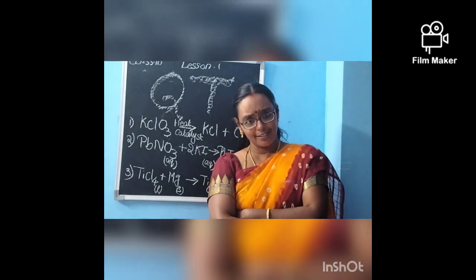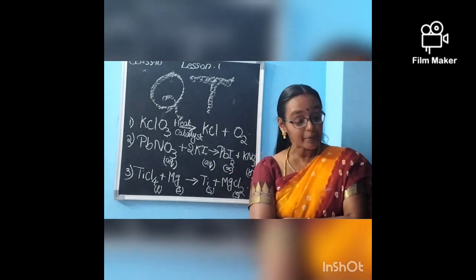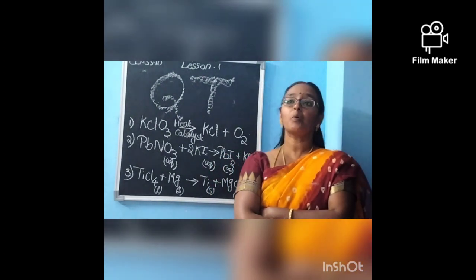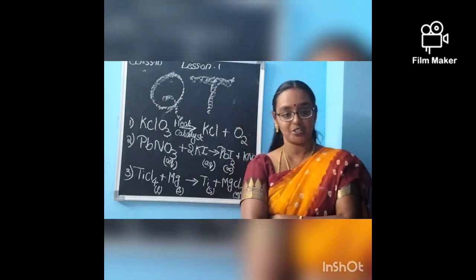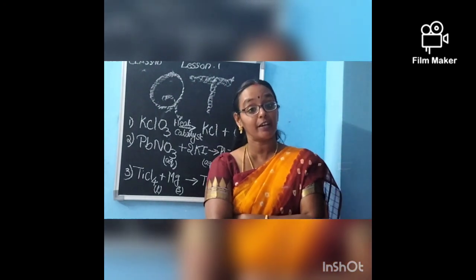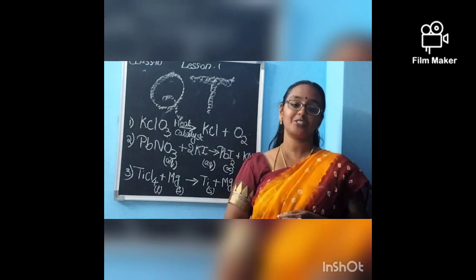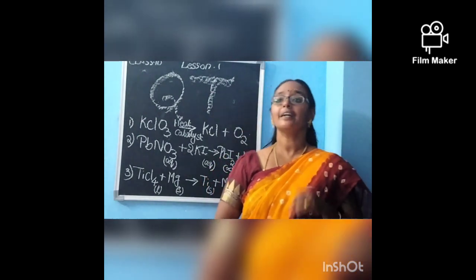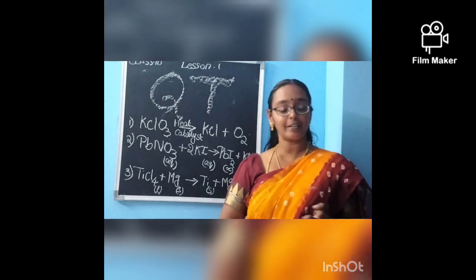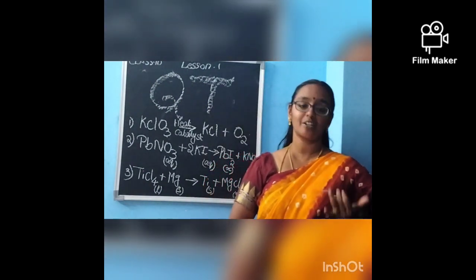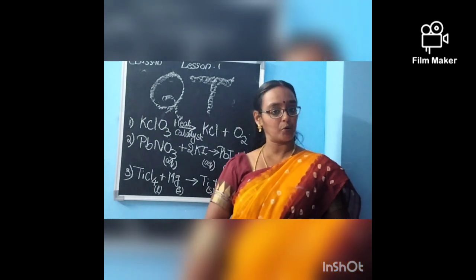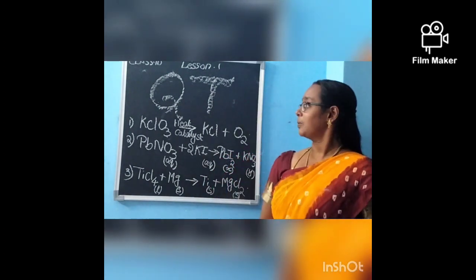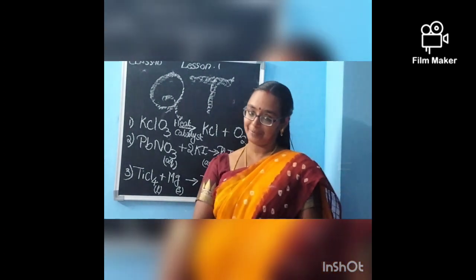What all things have we learned in this chapter? We have seen what a chemical reaction is, and what changes happen when a chemical reaction occurs. Then we went to the chemical equation, balancing the chemical equation, and what we learn when we read a chemical equation. Then we went to the types of chemical reactions. What are they? Combination reaction, decomposition reaction, displacement reaction, double displacement reaction, oxidation and reduction reaction. And then we went to corrosion as well as rancidity. Now, this is your question time.